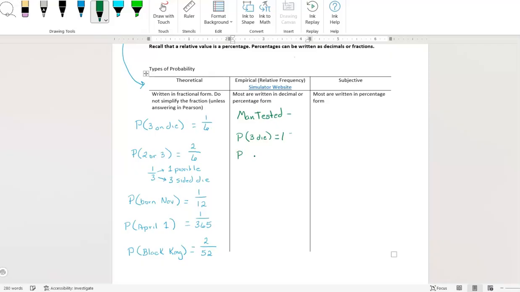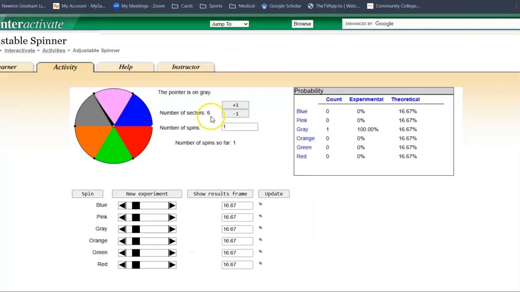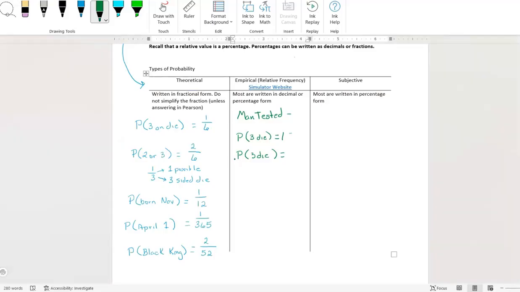Well, if we do it again, so we want a new experiment, we're going to roll the die, so we're going to spin it, and this time it's a 0. So this time our probability is 0. We know that the probability is supposed to be 1/6. So let's do the probability of rolling this die, but let's do it after 100 times.